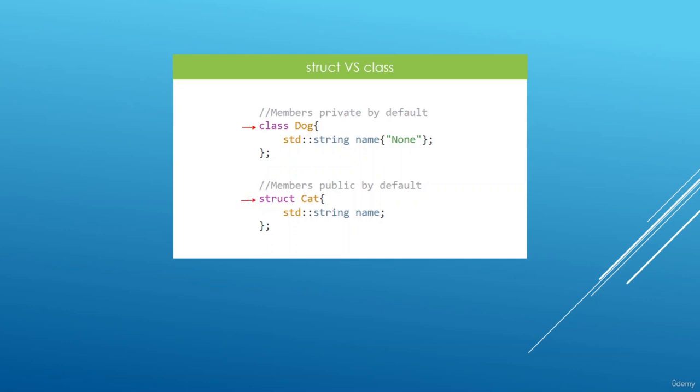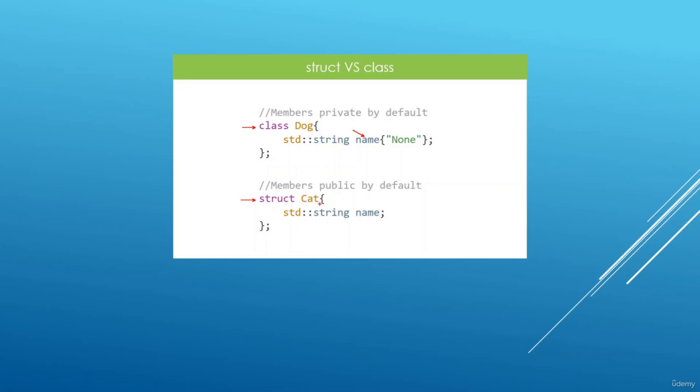So the syntax here is going to create a class called cat, and it's going to have a member variable called string name. The difference between struct and class is that for classes, members are going to be private by default. And when you do something like this and create class objects, you won't be able to access the name here directly, for example, from the main function. If you do that, you're going to get a compiler error because class members are private by default.